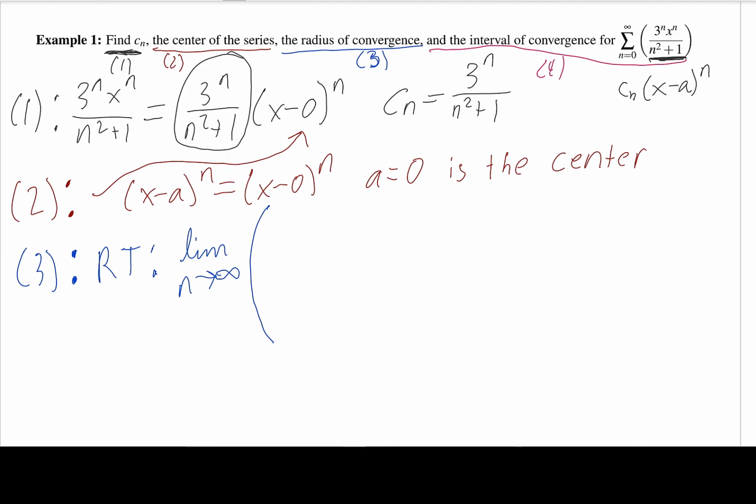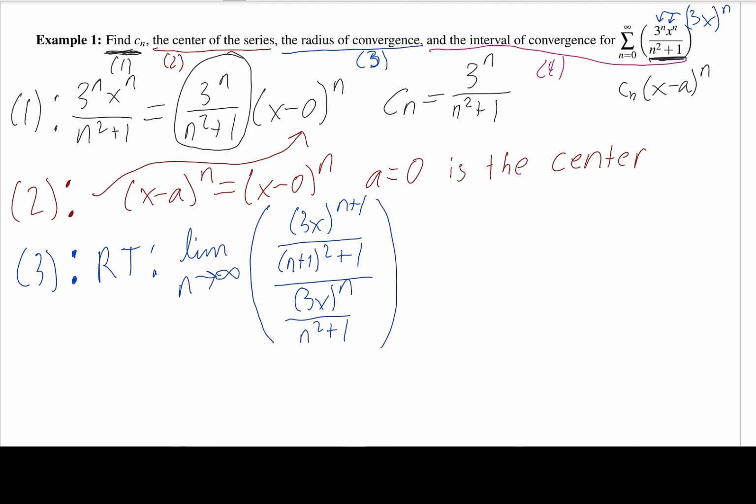The next thing I'm going to do is notice that this right here is actually just 3x to the n. So in my ratio test, we'll have 3x to the n plus 1 over n plus 1 squared plus 1 over 3x to the n over n squared plus 1. And then, of course, I'm going to throw in my absolute value signs like we should for the ratio test.